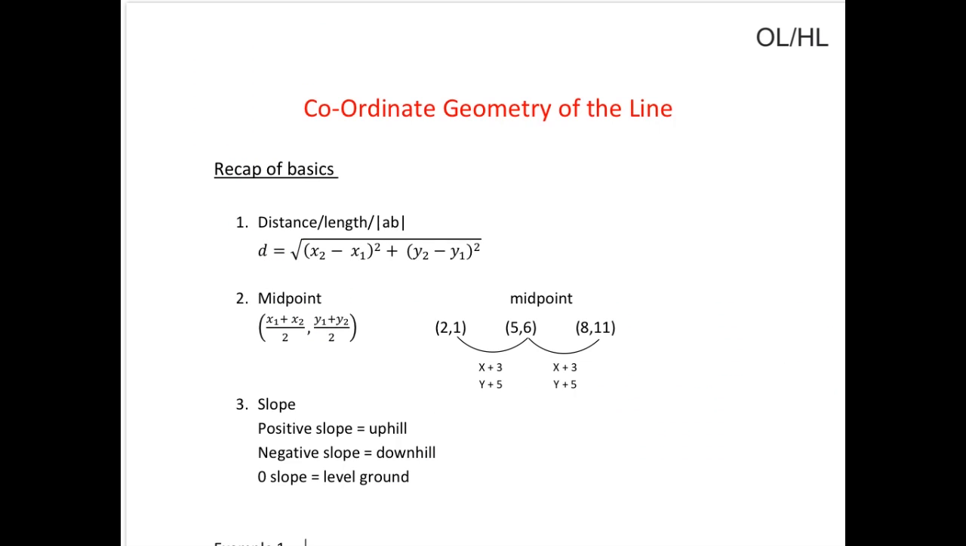In this video we're going to be taking a look at coordinate geometry of the line by just having a quick recap of some of the basic formulae you may have seen at the junior cert level. So our first formula that we're going to take a look at is the distance formula. The formula is d equals the square root of (x2 minus x1) squared plus (y2 minus y1) squared.